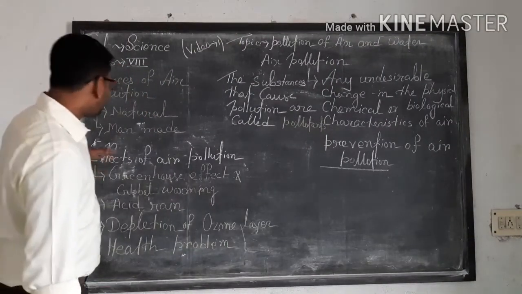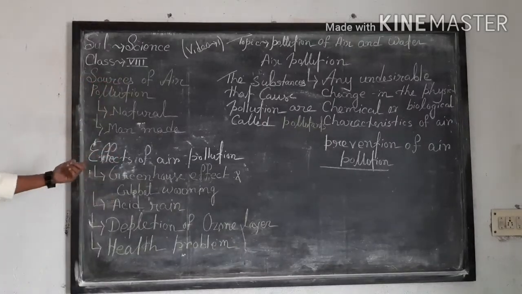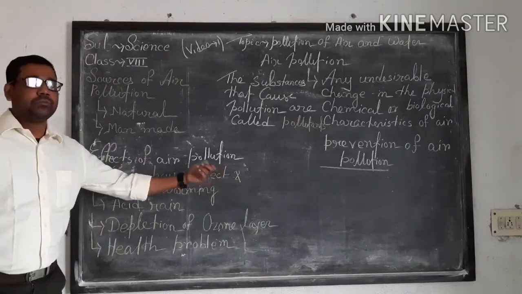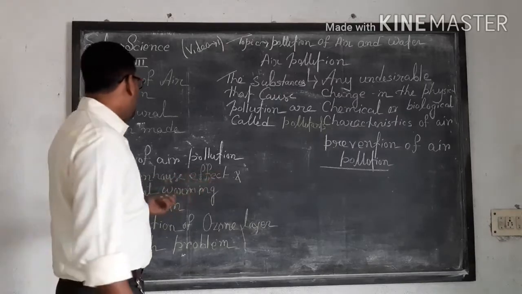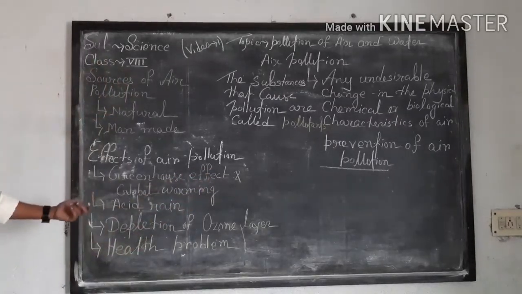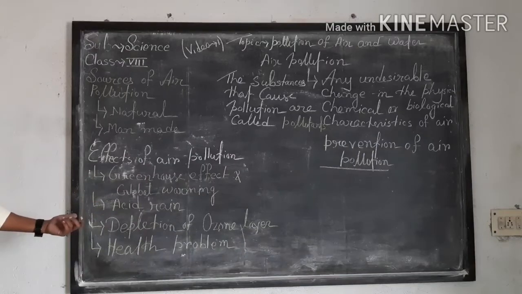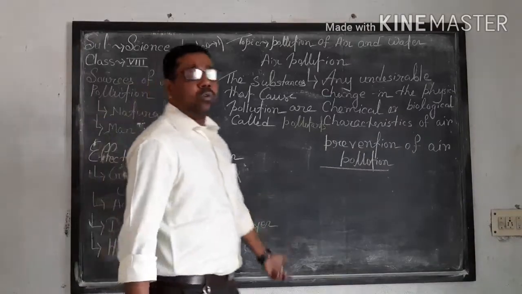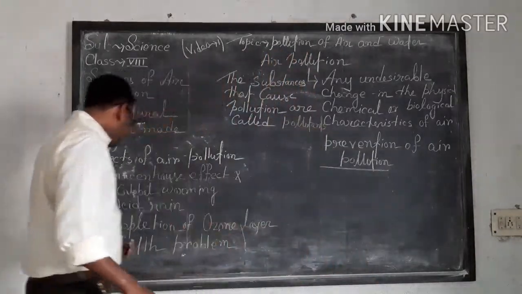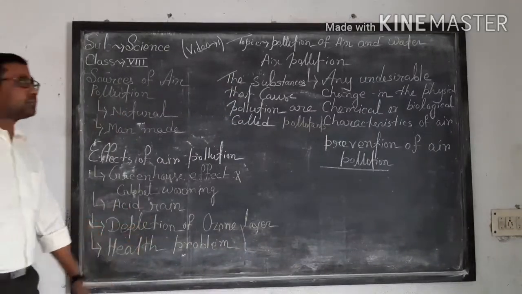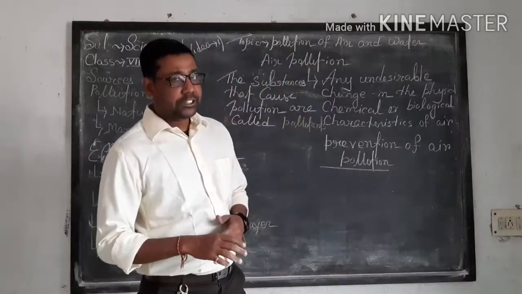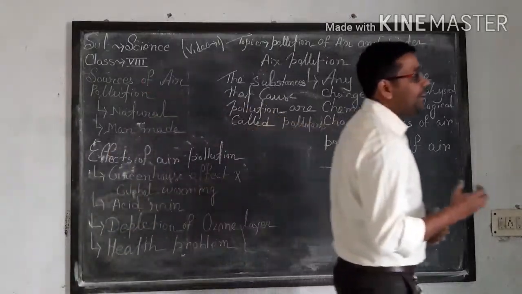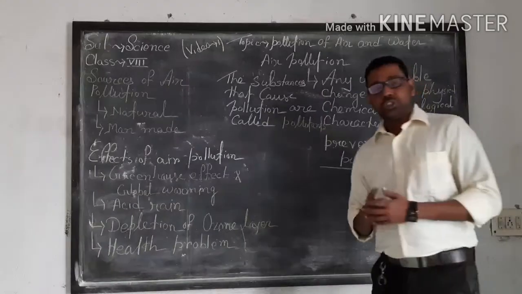After that, we will discuss the effects of air pollution. The first one, which is very important, is the greenhouse effect and global warming. Second one, acid rain. Third one, depletion of the ozone layer. And the last one, health problems. And after that, we will discuss how to prevent this air pollution.